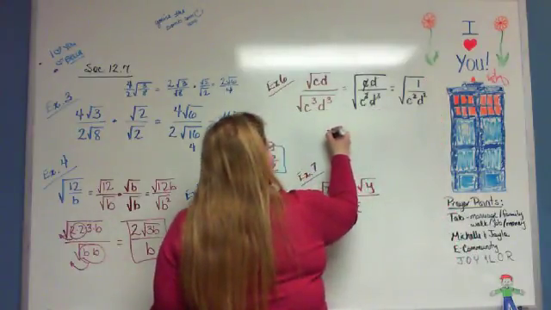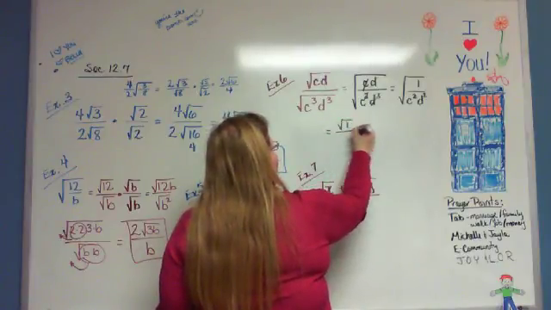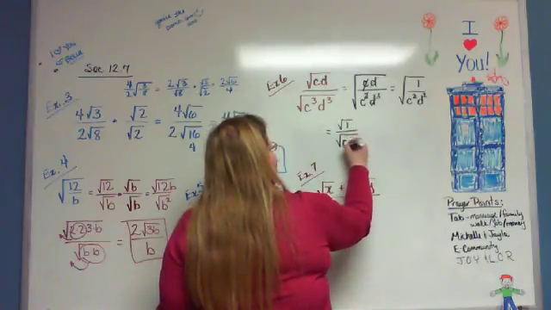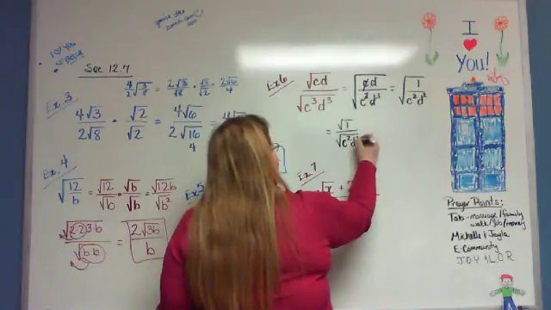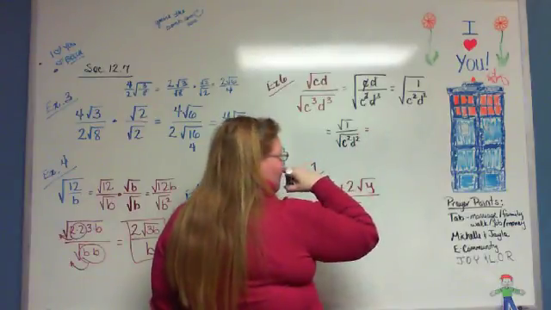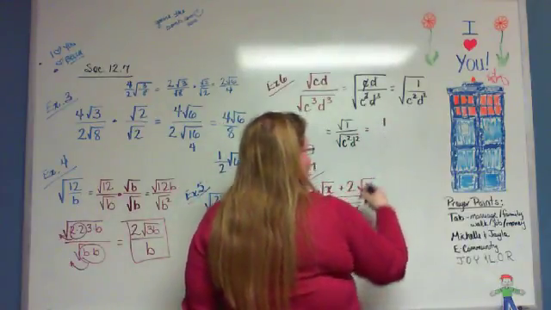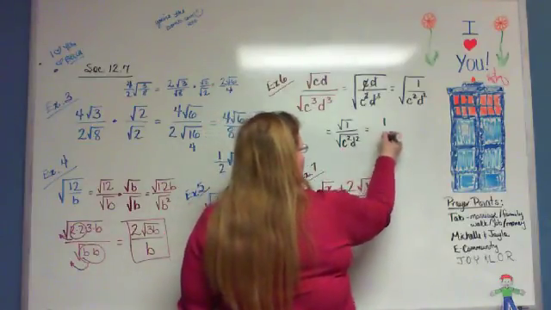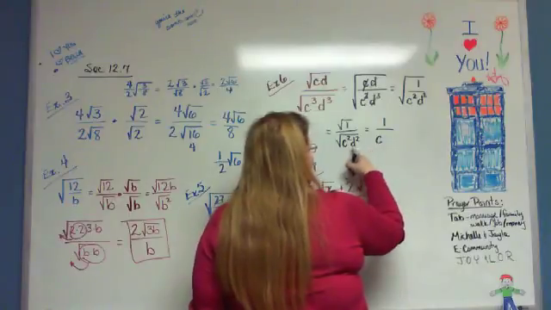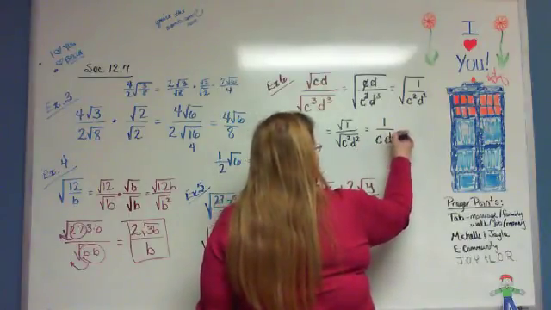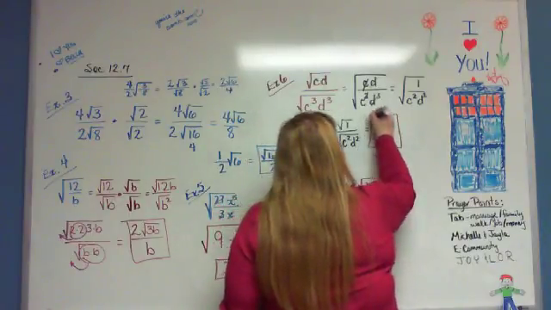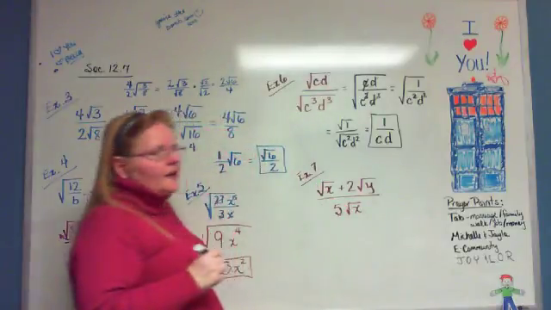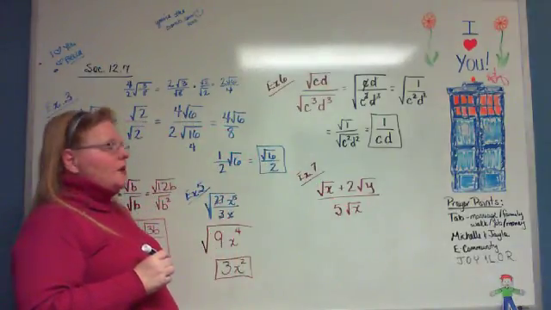Well, that's the same thing as the square root of 1 over the square root of C squared D squared. Square root of 1 is 1, because 1 times 1 is 1. The square root of C squared is just C, and the square root of D squared is just D. It's okay to have things left on the bottom, we just can't have that radical left on the bottom.